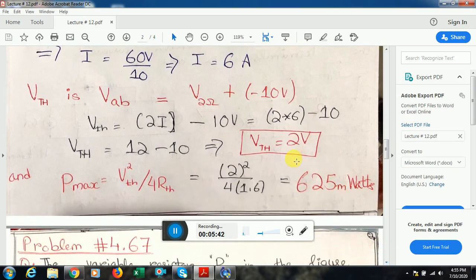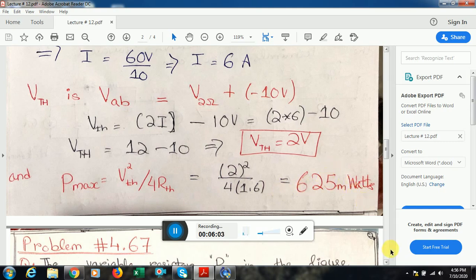Now you know that in the previous lecture we found that the P maximum, the power transferred to a load resistance R, is VThevenin square divided by 4 R Thevenin. We insert the value of VThevenin and the R Thevenin which we just found, so we get to know that the maximum power transferred will be 625 milliwatts.